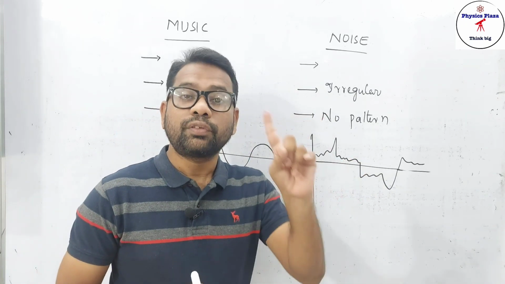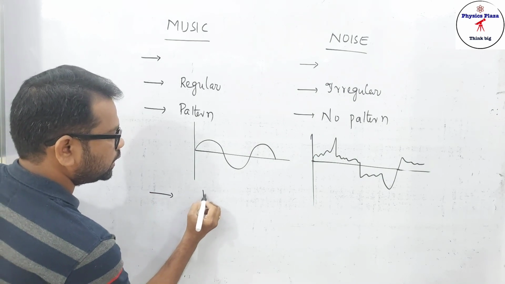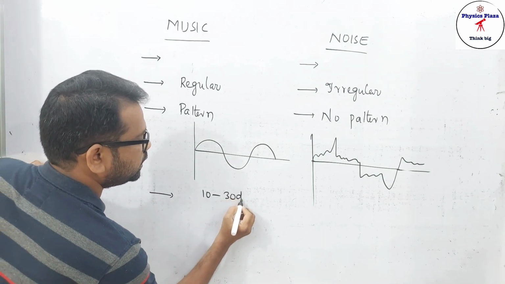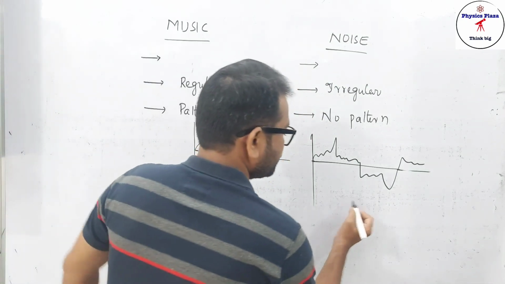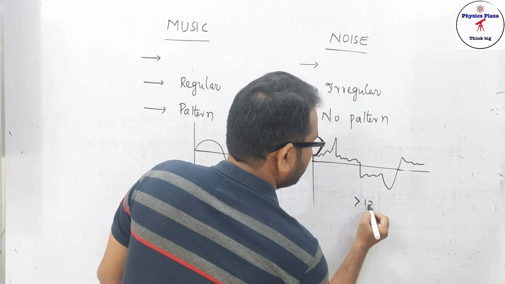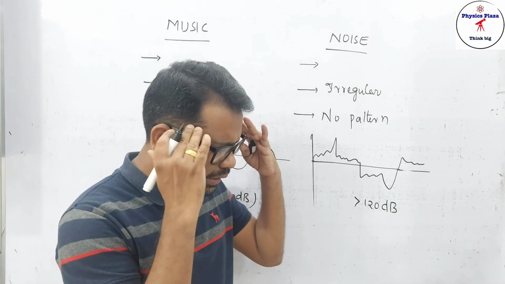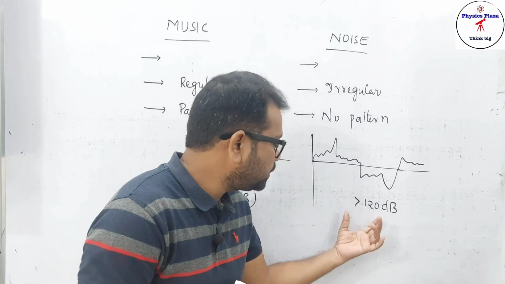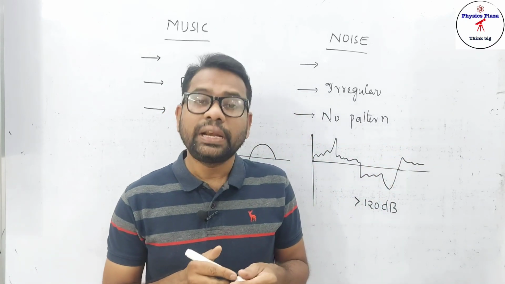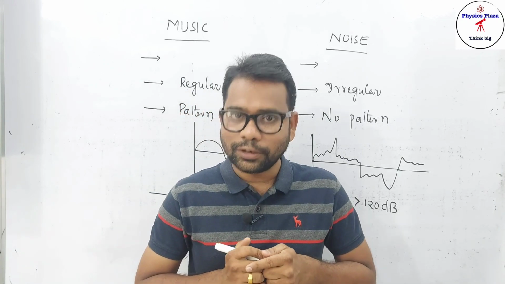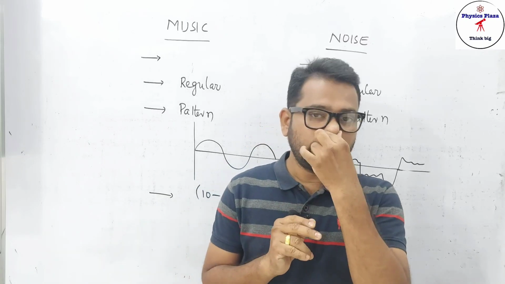And your examination point, one important point, children: musical sounds have a level of 10 decibel to 30 decibel. But for noise, it is greater than 120 decibel. Children, when sound reaches 120 decibel, we get irritated and frustrated, and when it exceeds 120 decibel, it causes noise pollution, which is very dangerous to health. Clear, children? Fine.